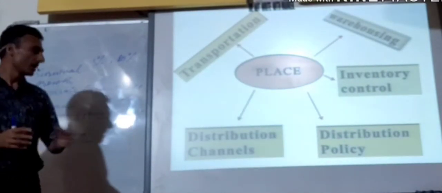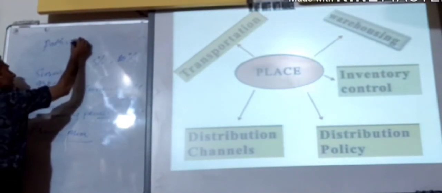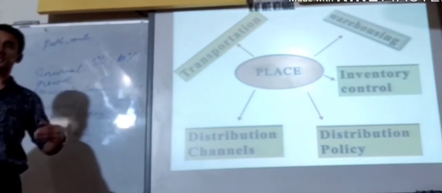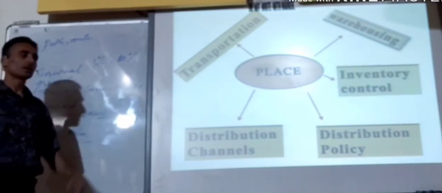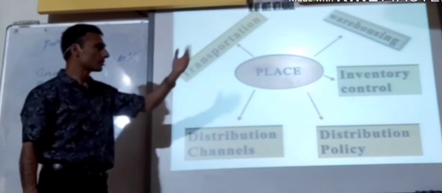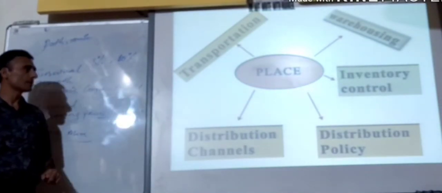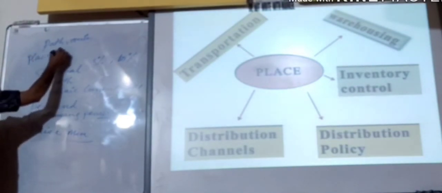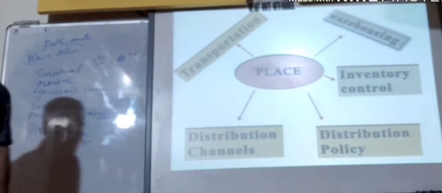Distribution channels. What is a channel here? Channel means the path, or you can say the route through which your product moves or passes from one point to another point. That's called distribution channels. Now, transportation, warehousing, inventory control, distribution policy, distribution channels, these are the elements of place mix.